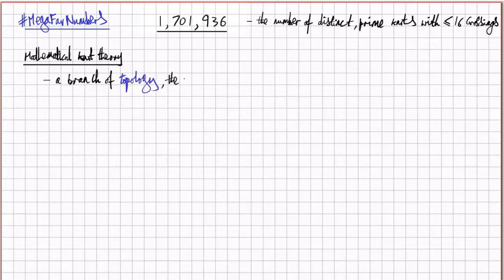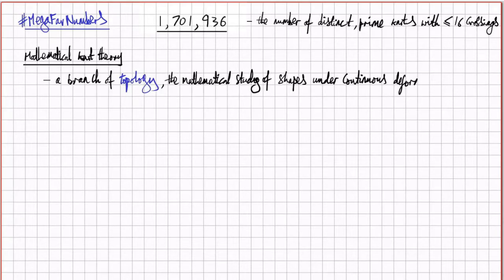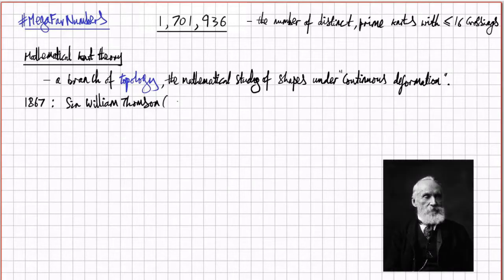So mathematical knot theory is a branch of topology, which is the mathematical study of geometric objects under what are called continuous deformation. So stretching, twisting, rotations, but not cutting or pasting.